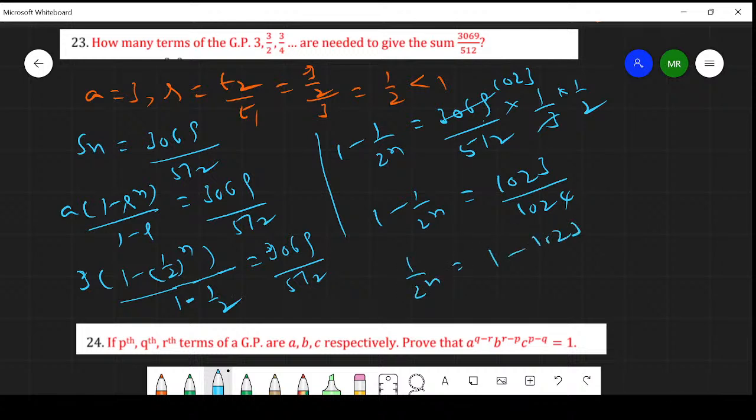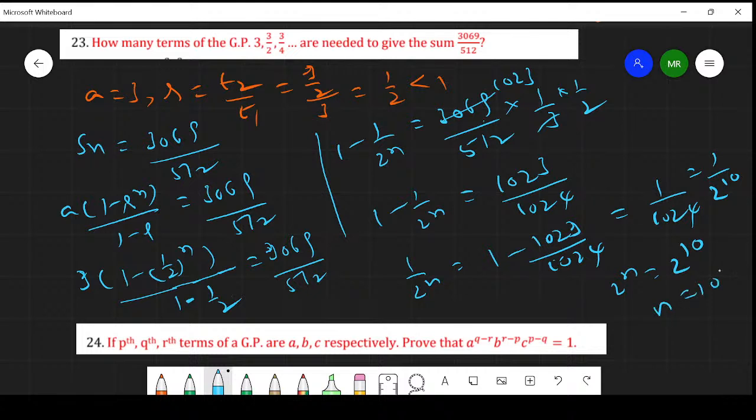1 minus 1023 by 1024. As you take LCM, this will be 1 by 1024, which is 1 by 2 power 10. So we got 2 power n is equal to 2 power 10. Understood? Simplify this: 1024 minus 1023 by 1024. 1024 is nothing but 2 power 10. Comparing both sides, 2 power n equal to 2 power 10, n is equal to 10. This is the required answer.